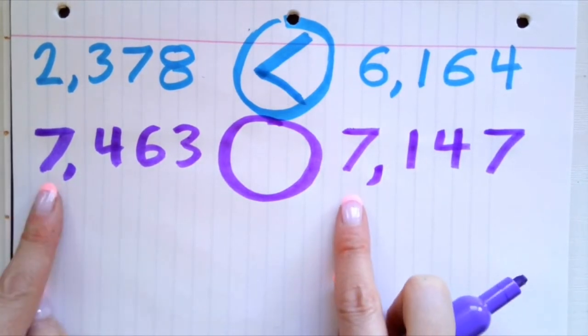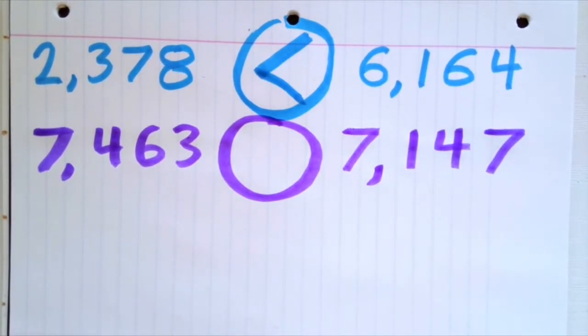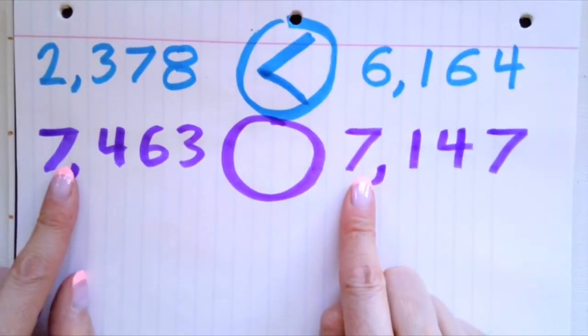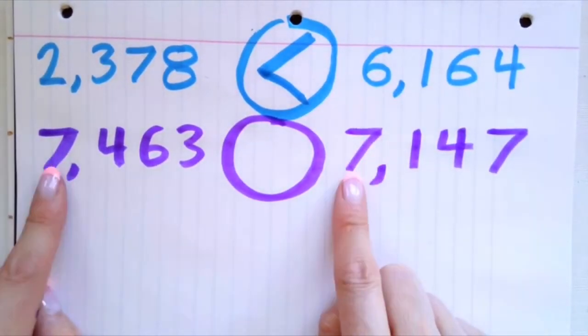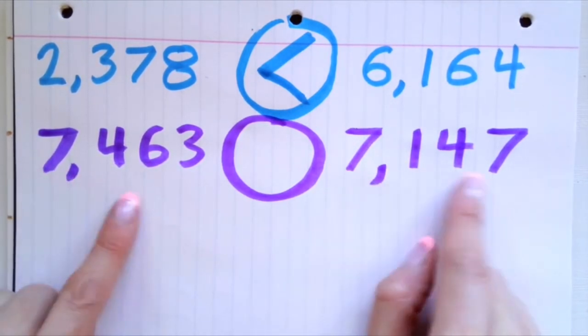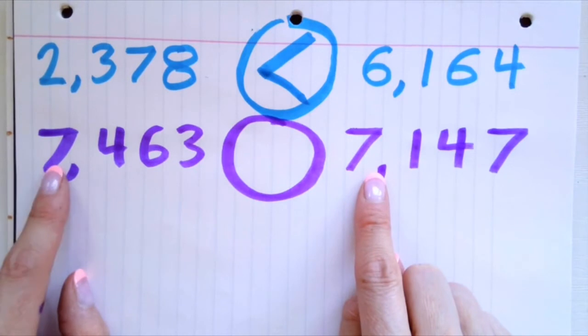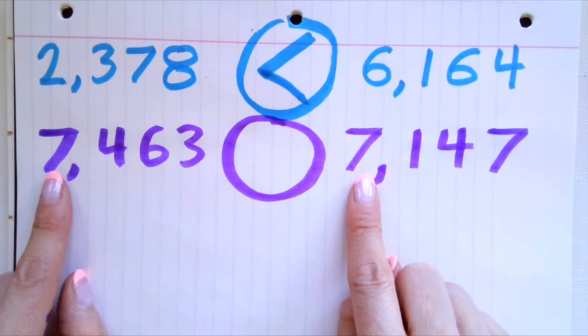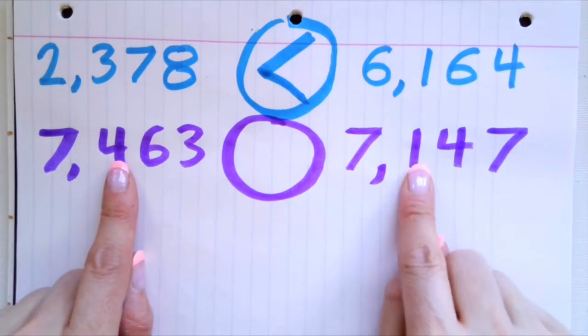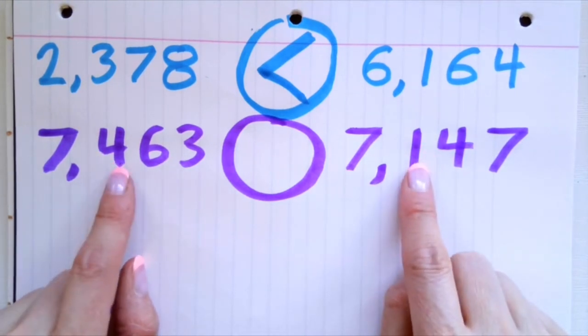Well, wait a moment. These two numbers in the thousands place are the same number. They are both worth 7,000. That's right. 7,000, 7,000. So now what? We go to the next place value down, the hundreds.